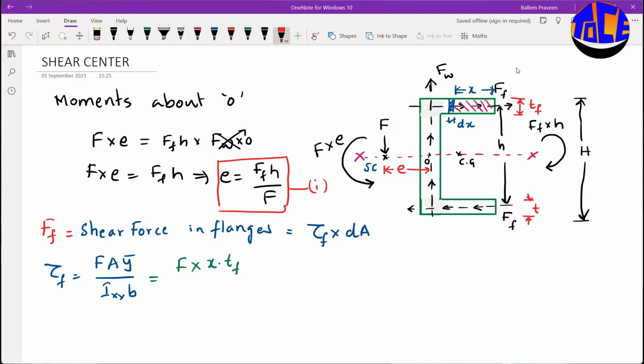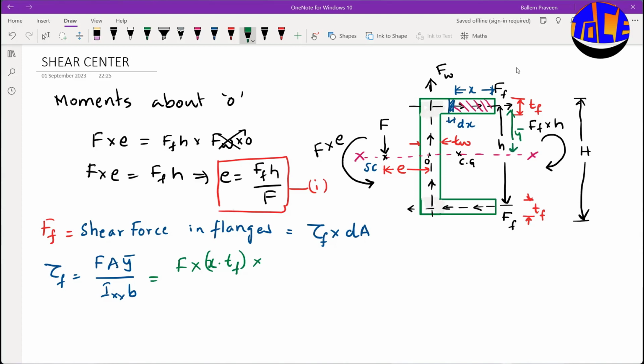So here we also have a flange of thickness TF, and let this be the thickness of the web, TW. So TF, this is my area. What will be the y bar? So y bar will be the distance of the shear force from the CG, or from the CG axis. So this will be my y bar.